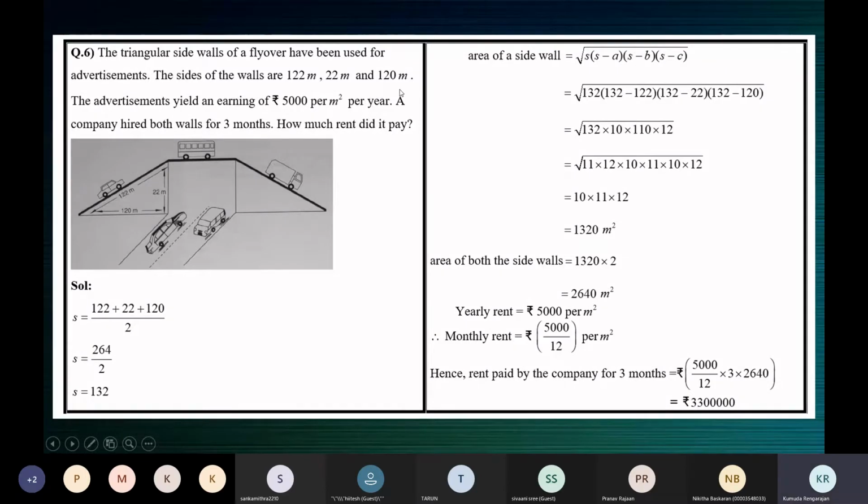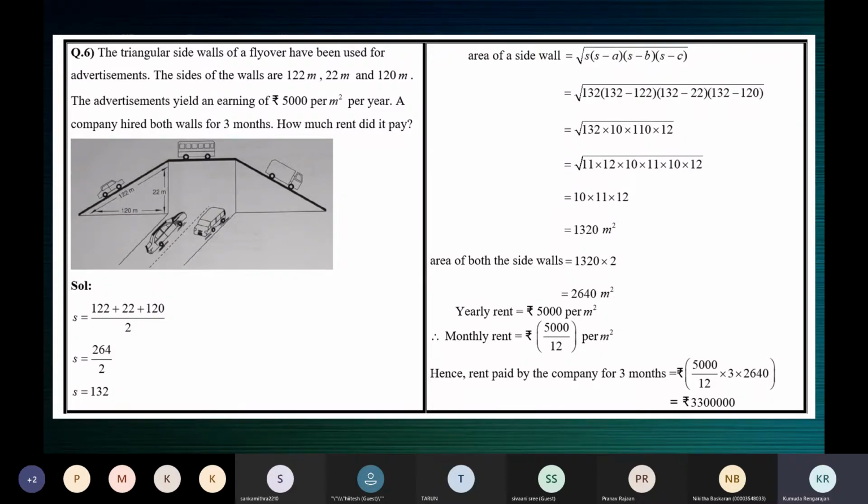This is the result by the converse of Pythagoras theorem. By the converse of Pythagoras theorem, the angle opposite the longest side is a right angle if A square plus B square is equal to C square. Once you prove it's a right triangle, you can find its area using the formula half base into height. Now we proved it's a right triangle.